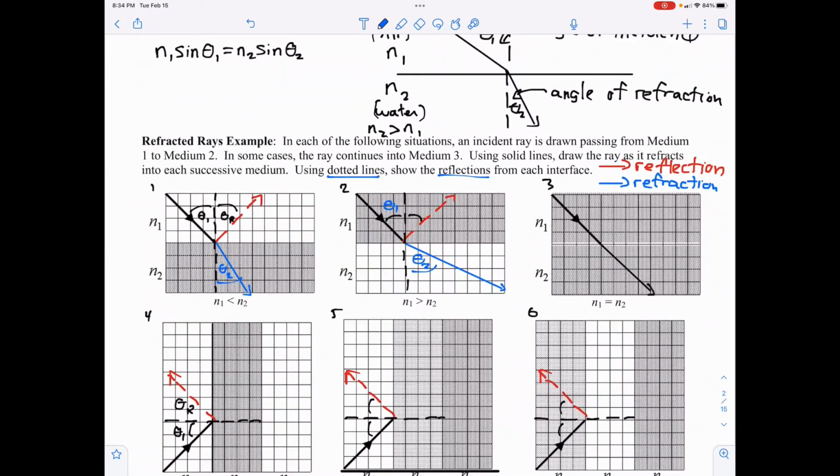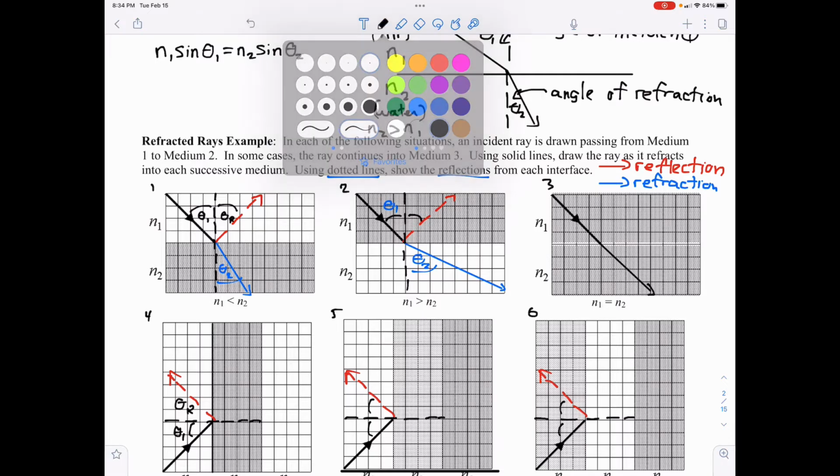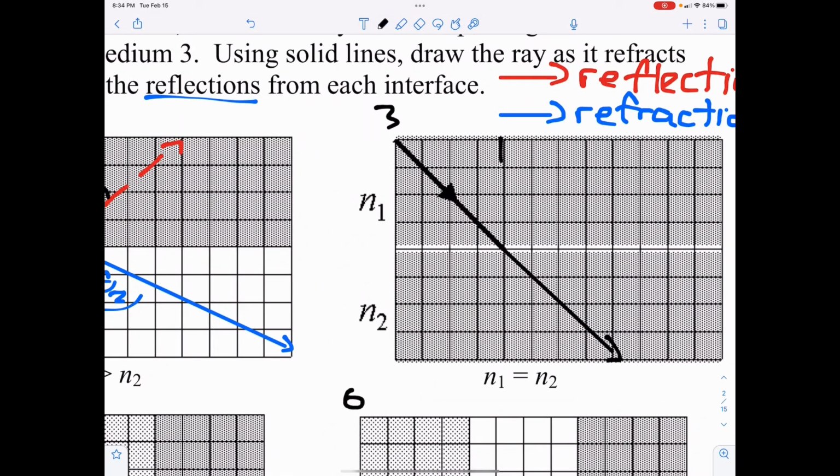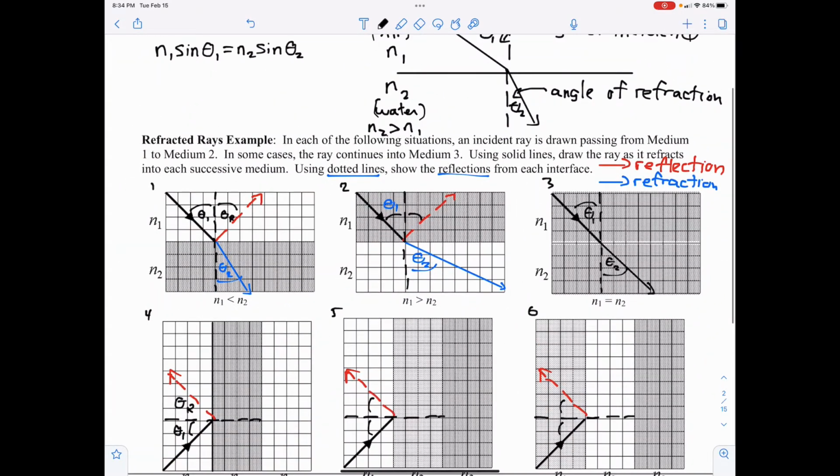Again, example 3, there's no angle of refraction. The incident angle essentially equals the refracted angle, if you want to think of it that way. It continues through unrefracted. Theta 1 equals theta 2. They're exactly the same. Therefore, there's no bending of light.